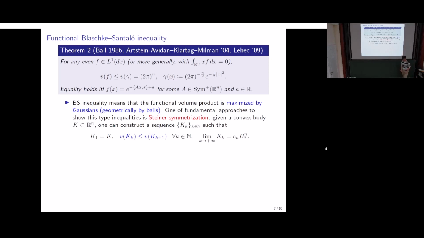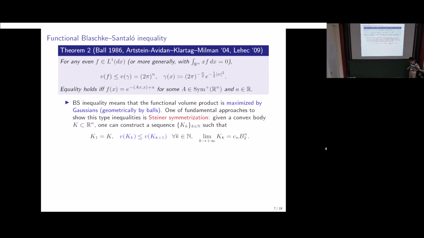Okay, so I mentioned that the Blaschke-Santaló inequality means that the functional volume product is maximized by the Gaussian, and geometrically maximized by the ball. And one of the proofs to obtain this inequality is Steiner symmetrization, I think.